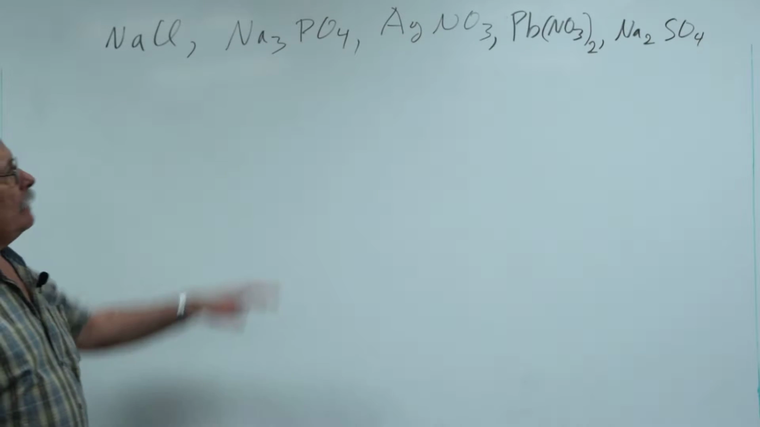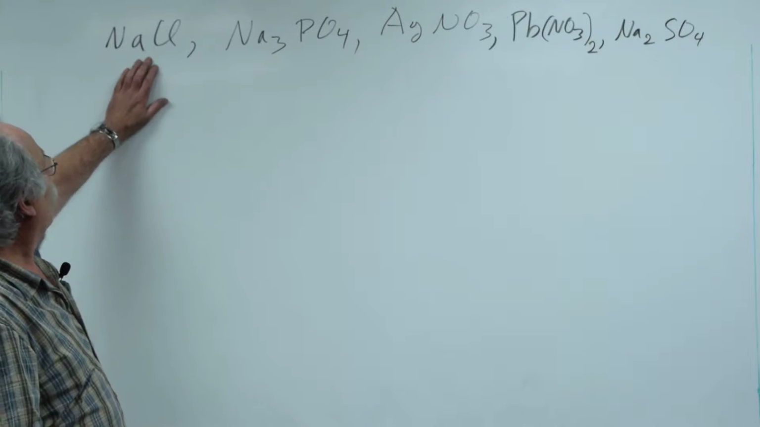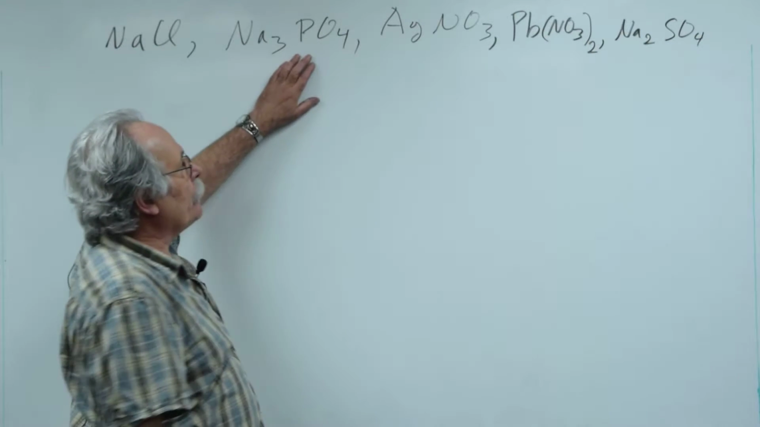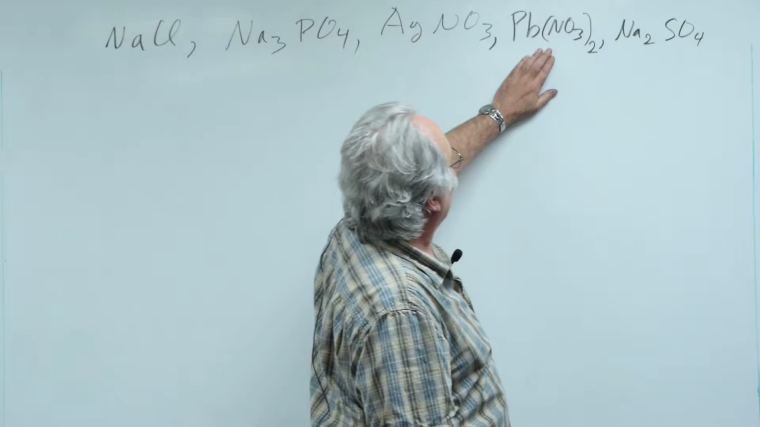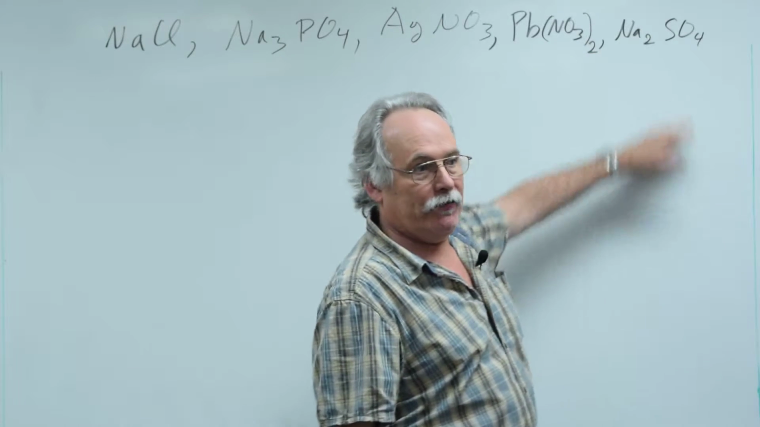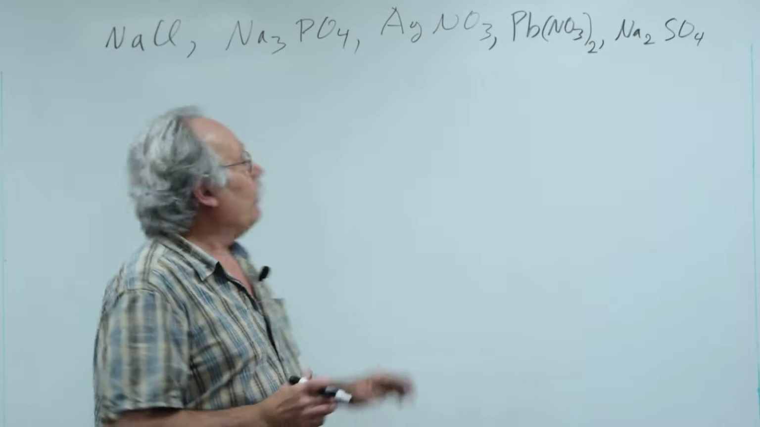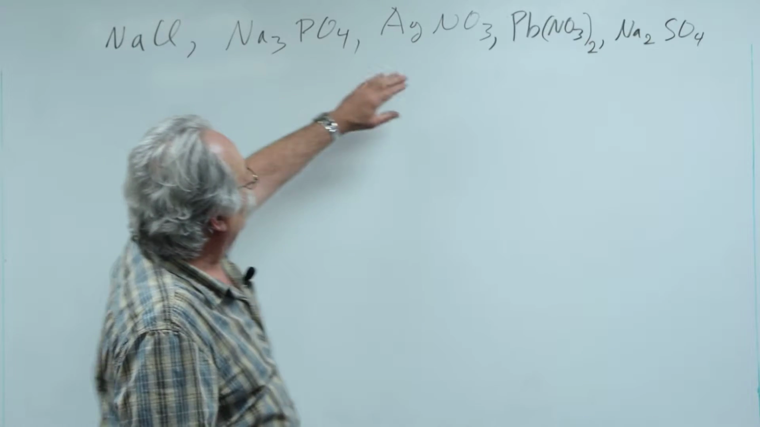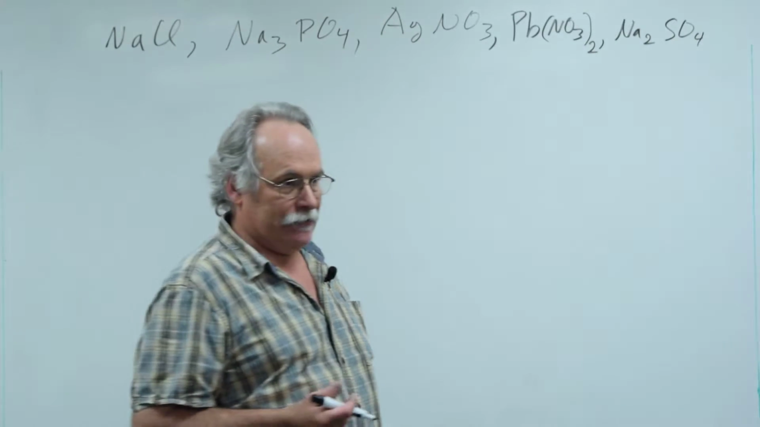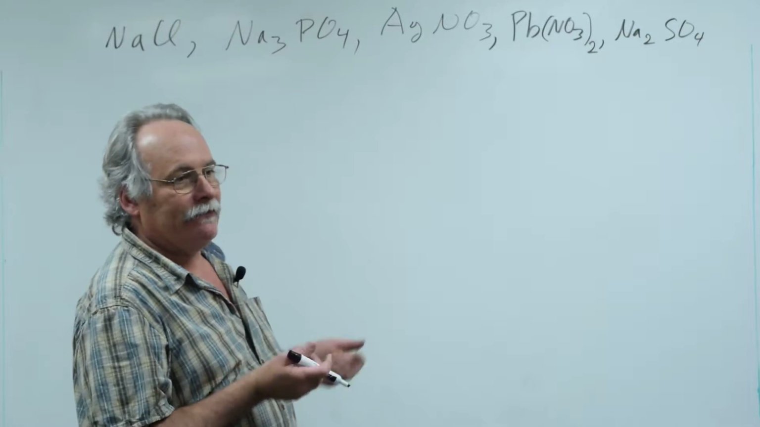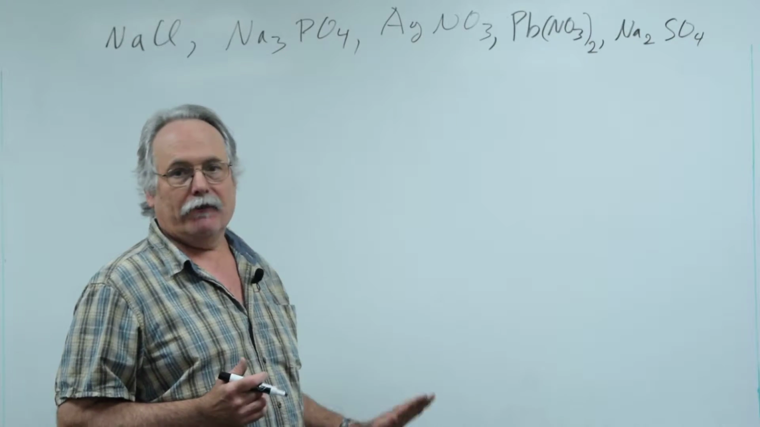Okay, I'm going to mix and make aqueous solutions of sodium chloride, sodium phosphate, silver nitrate, lead 2 nitrate, and sodium sulfate. And I want to ask myself, do any precipitates form? Well, this is pretty rough. I've got 1, 2, 3, 4, 5 cations, and I've got 5 anions. So this gives me 25 different combinatorial possibilities. So how can I quickly solve this problem?